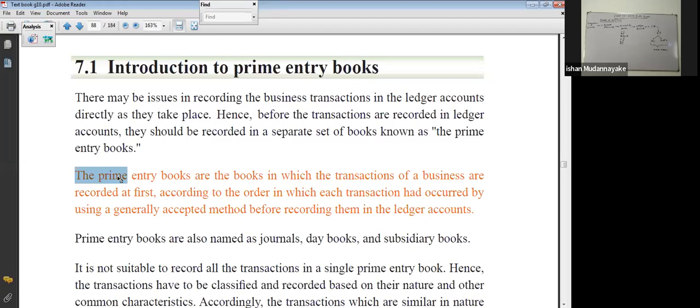Right. But in here, the primary books are the books in which the transactions of a business are recorded at first. At first, we need to record transactions in the primary books, according to the order in which each transaction had occurred, by using a generally accepted method before recording them in ledger accounts. Before recording transactions in ledger accounts, at first we need to record those transactions in primary books.